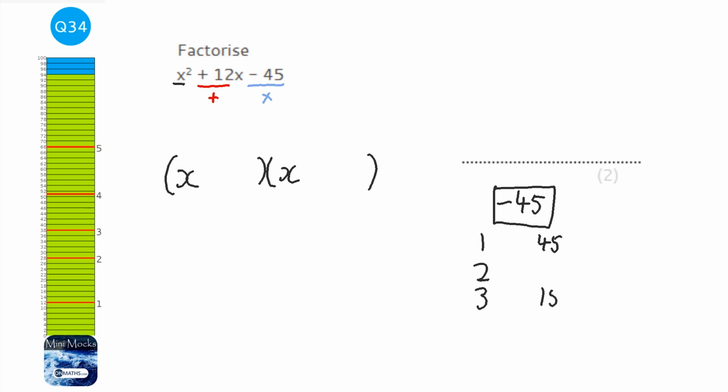3 and 15, let's have a think. Positive 3 and negative 15 would be minus 12, so if we have a positive 15 and a negative 3, that would add together to make the 12. So we'll have a negative 3 and a positive 15. And you can expand that to check that it works. And it doesn't matter which way around you put them. So I'm going to put my answer the other way around, like that.